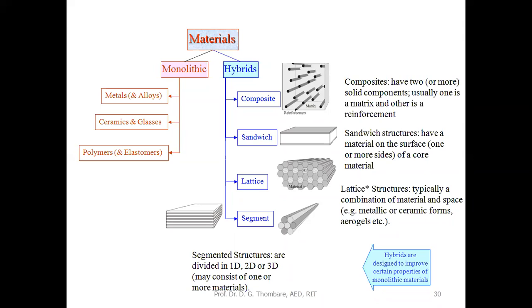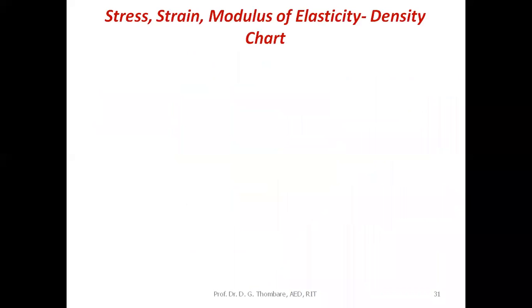Next is segmented. Segmented structures are made up of laminated layers, one over the other, a combination of one, two, three, four materials. Plywoods are made like this, with layers bonded together, pasted together, making a one-piece board called plywood. Normally hybrids are designed to give high strength as compared to monolithic materials and maintain a good strength-to-weight ratio. This is a property of the material.